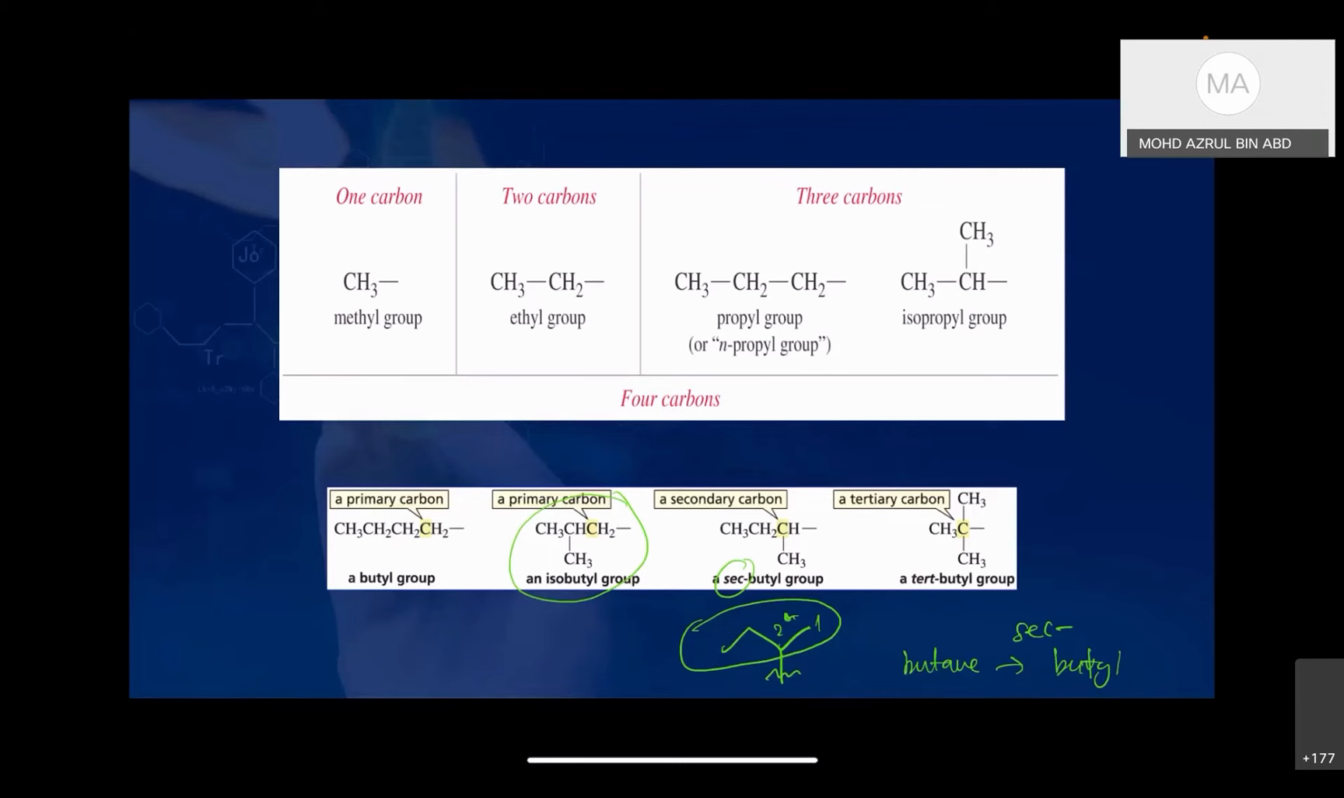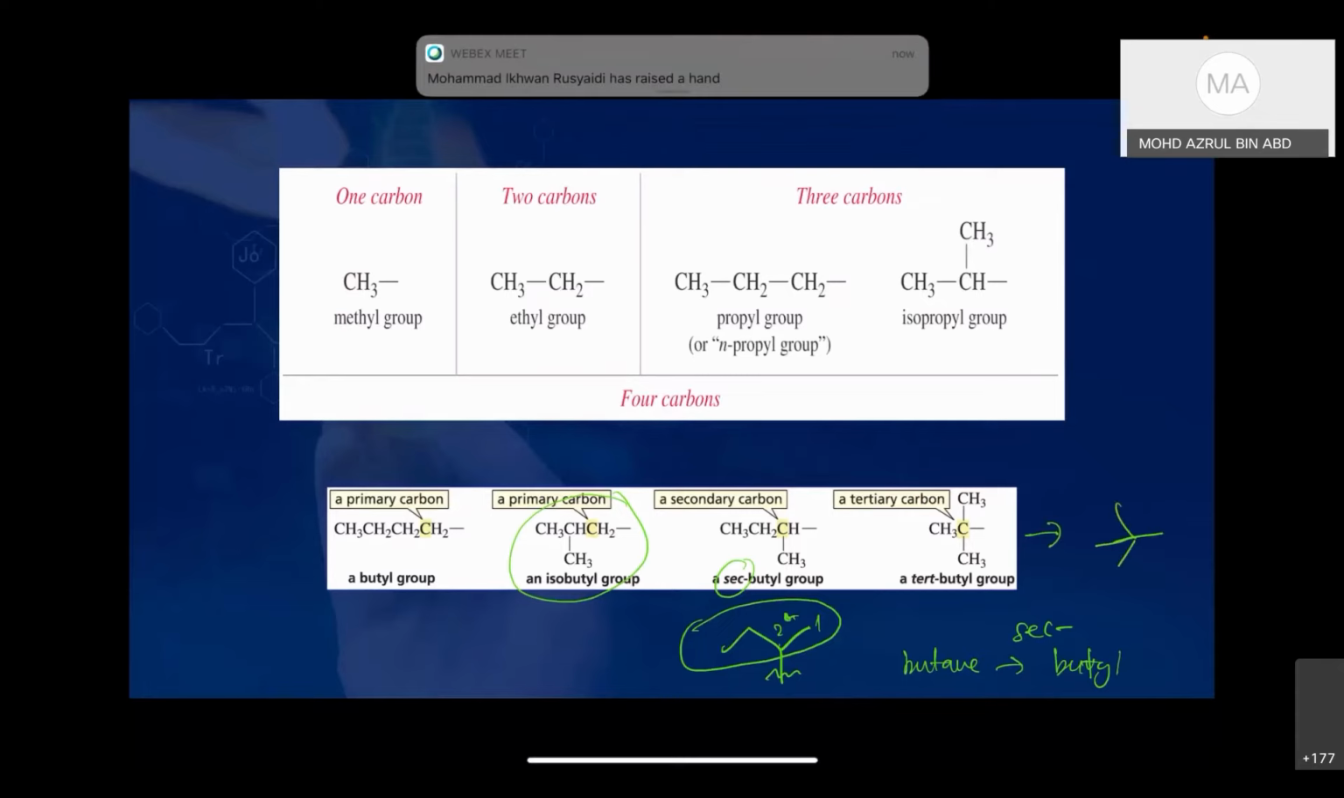And then for the tert-butyl, we can draw the skeletal structure like this one. Okay, this one I call a chicken feet.